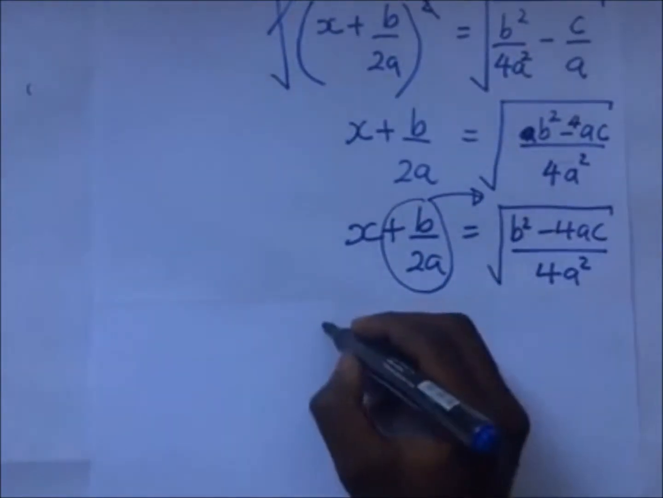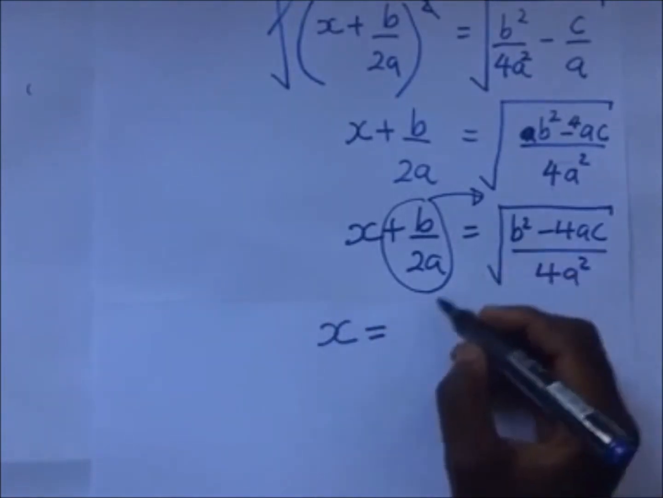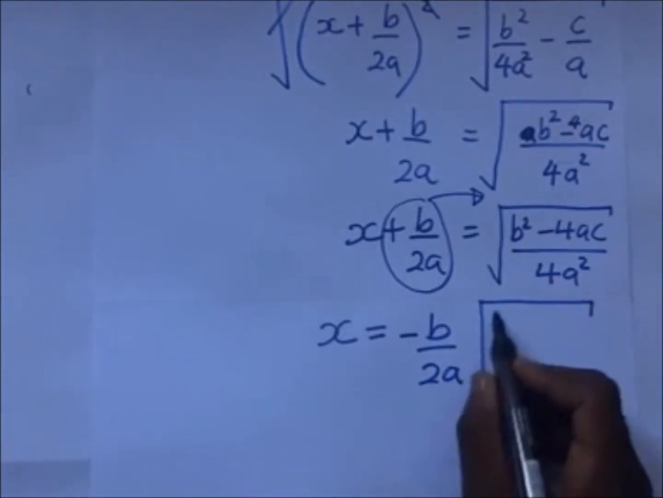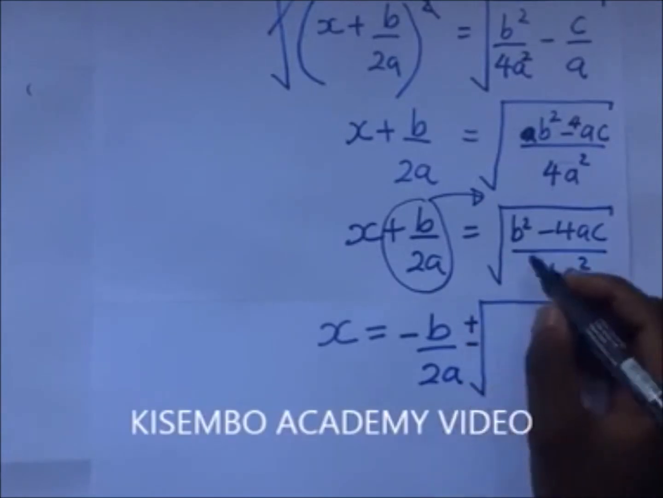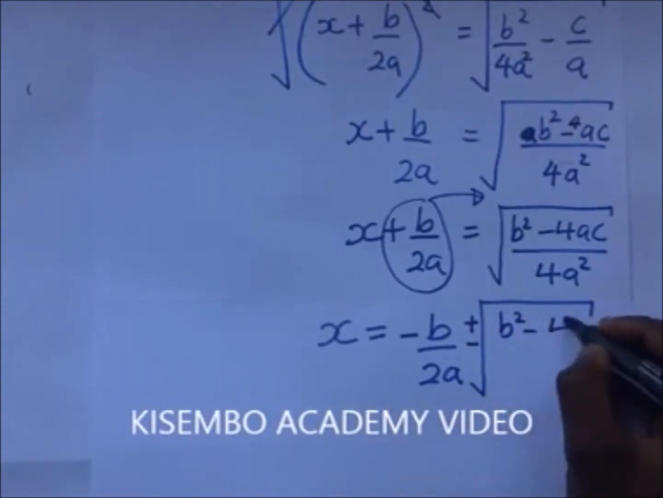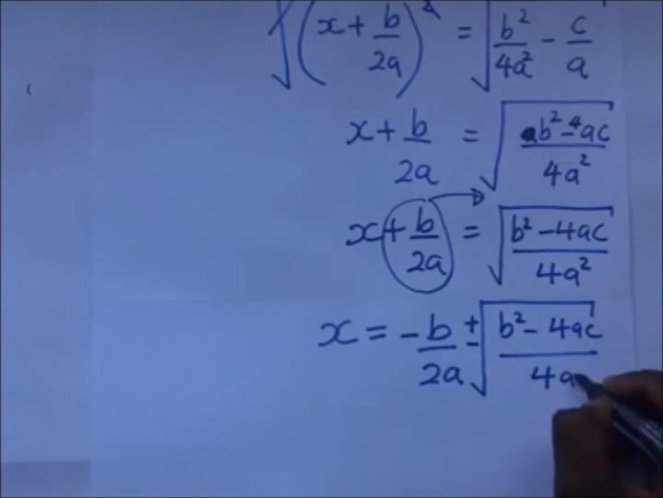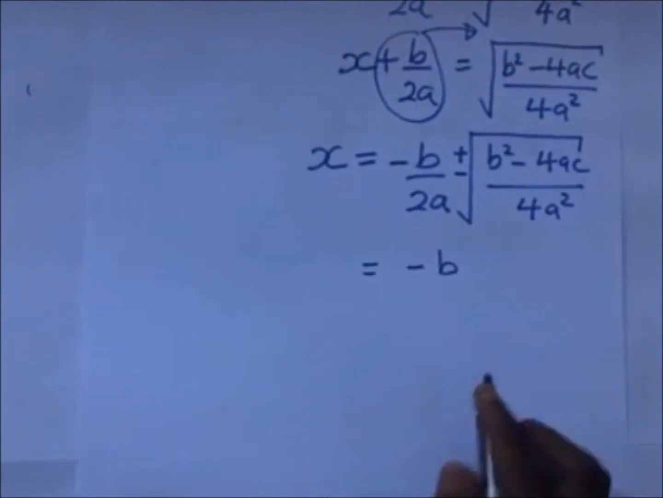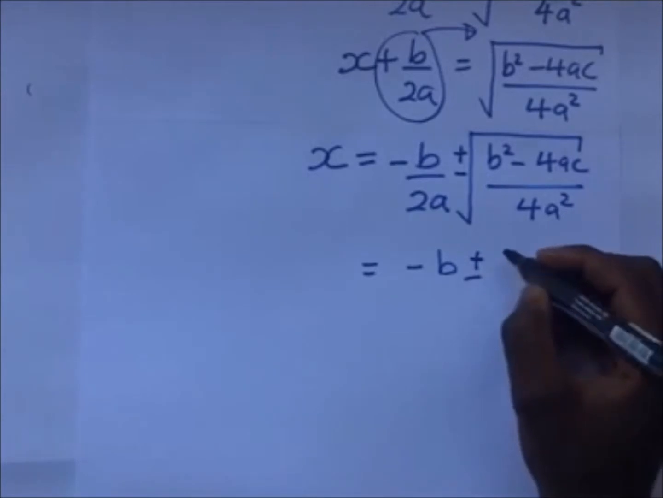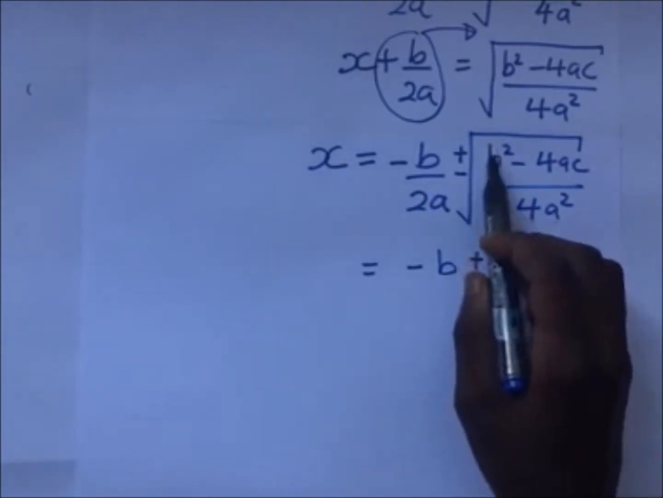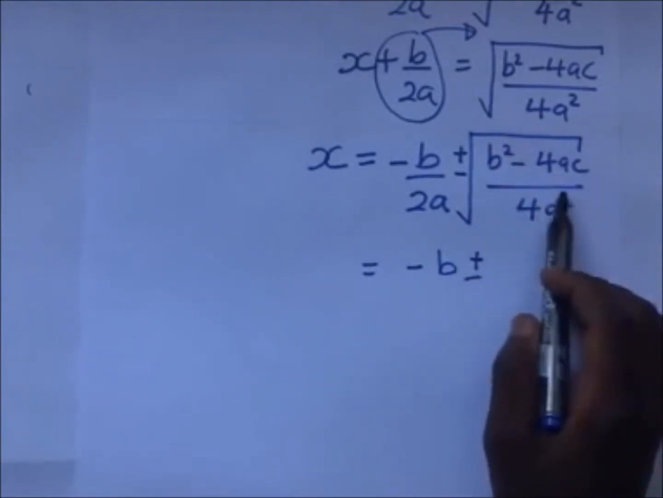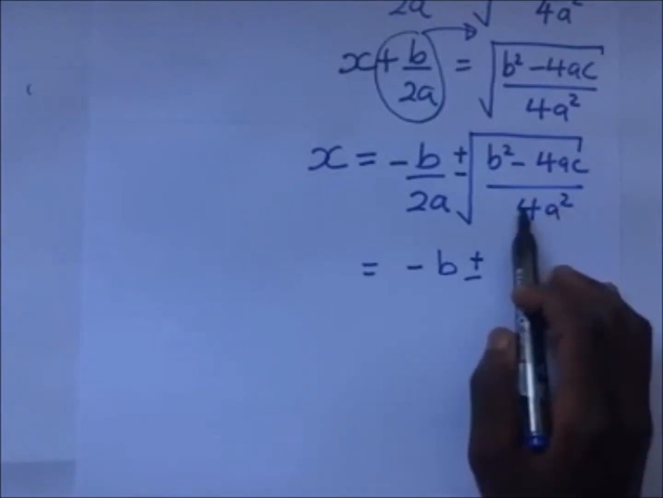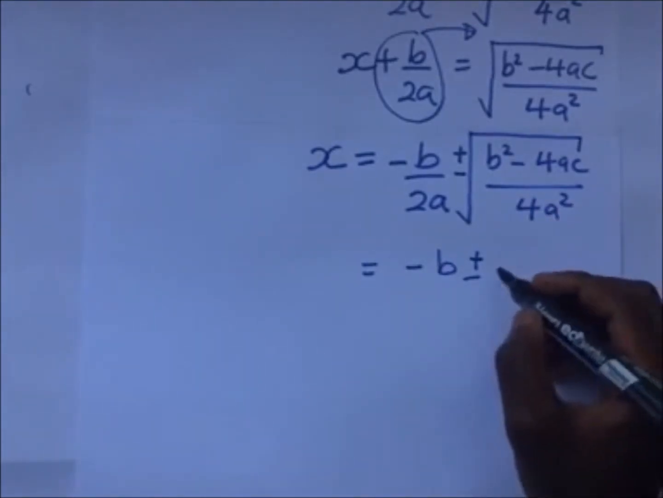So at this point, this term is going to move to that side. And when it does, we remain with our value of x as negative b over 2a plus or minus the square root of b squared minus 4ac over 4a squared. Remember, this square root is either positive or negative. The square root of this whole thing is the same as the square root of the numerator over the square root of the denominator. The square root of 4 is 2 and the square root of a squared is a. So this denominator will simply become 2a.